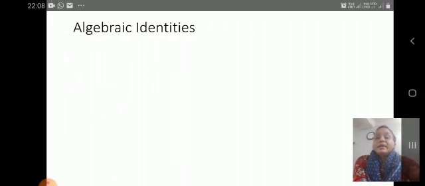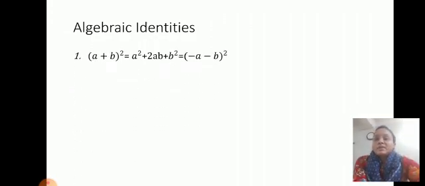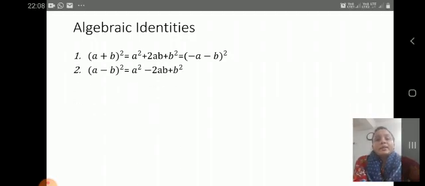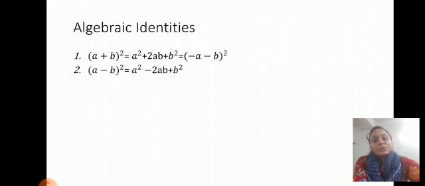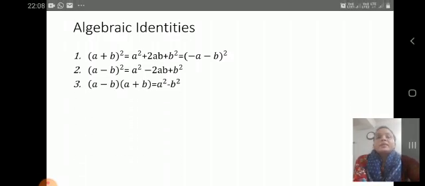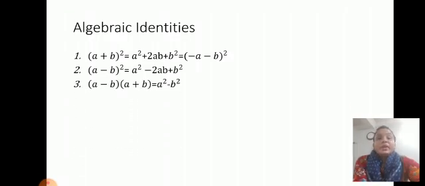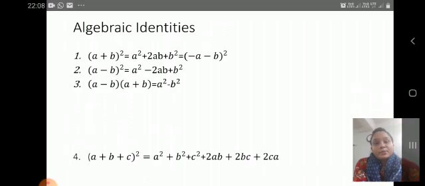Now algebraic identities. The first is (a plus b) whole square, a square plus 2ab plus b square. There is no problem if it is written as (minus a minus b) whole square. We will write the same formula for (minus a and minus b) whole square as (a plus b) whole square. Next, (a minus b) whole square is a square minus 2ab plus b square. The third one is (a minus b) into (a plus b) is equal to a square minus b square.